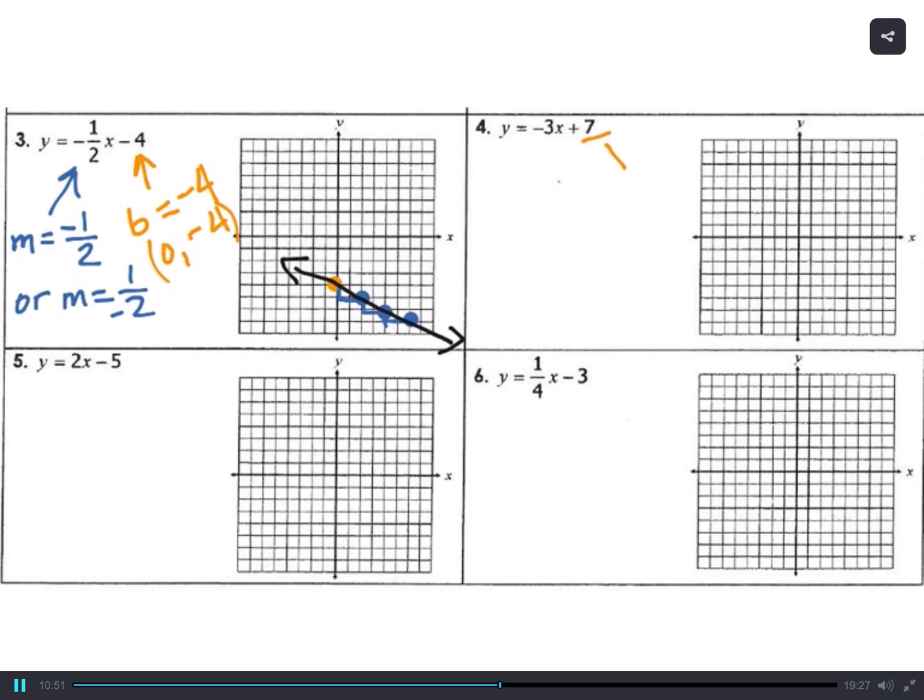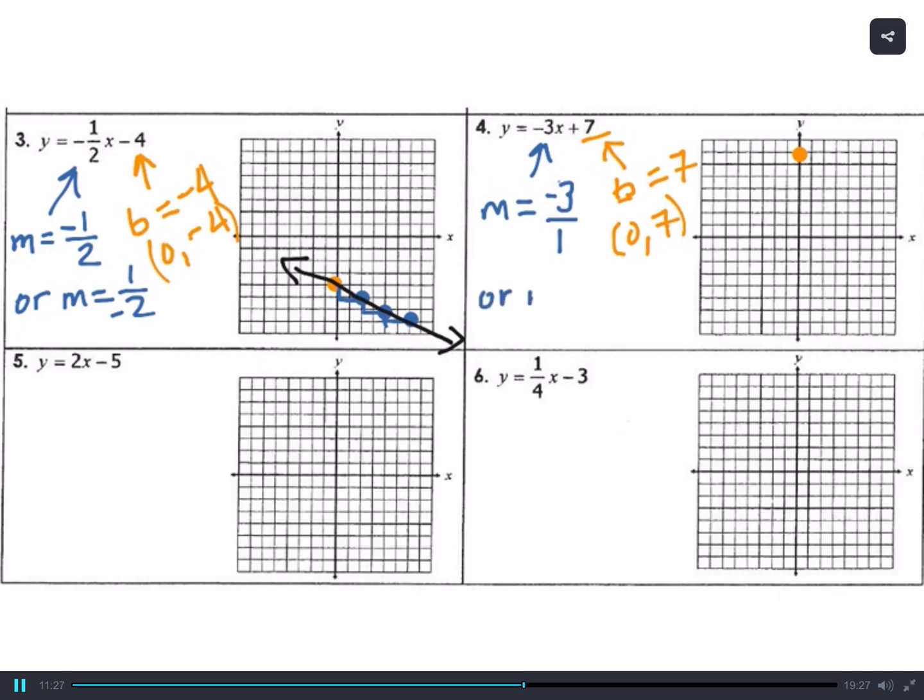Let's look at example number 4. Okay, so my y-intercept is 7. So the ordered pair that I will plot is (0, 7). All right, and then my slope here is m equals -3. But when I go to graph this, I need to know what the rise and the run are. So whenever you have a slope that's just an integer, I want you to put it over 1 and make it into a fraction. Okay?